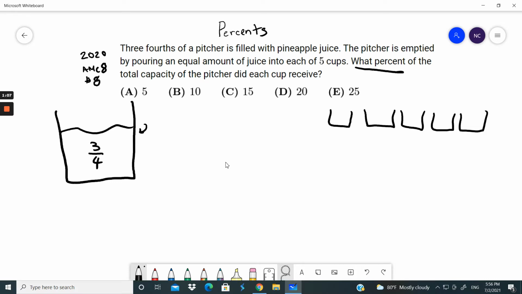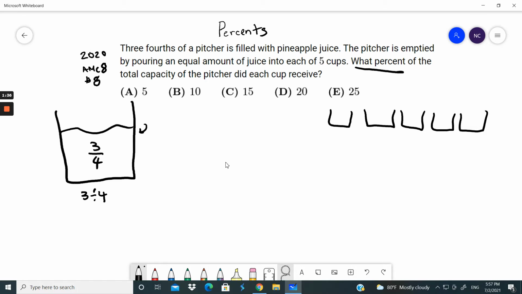So first of all, we need to know what percent of this pitcher is full. And we're working with fractions right now. How do we get from a fraction to a percent? To get from a fraction to a percent, what we have to do is compute the division that the fraction represents. What does that mean? Well, 3/4 is essentially 3 divided by 4. We write it as 3/4 because we don't want to work with decimals.